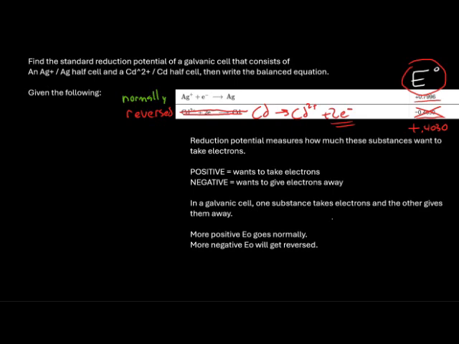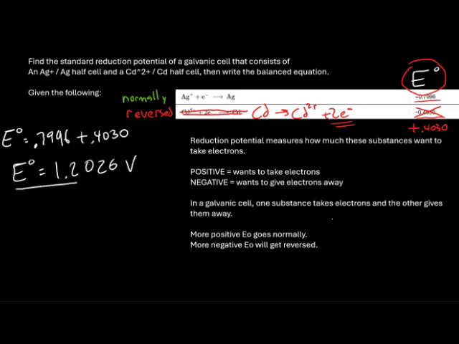Therefore, to find our E standard of our new reaction, we can say that we have the 0.7996 from silver, and now plus 0.4030 from the reversed version of cadmium. If we add these together, we will get an E standard value of 1.2026. This will be in volts, and this will be our reduction potential for this galvanic cell.